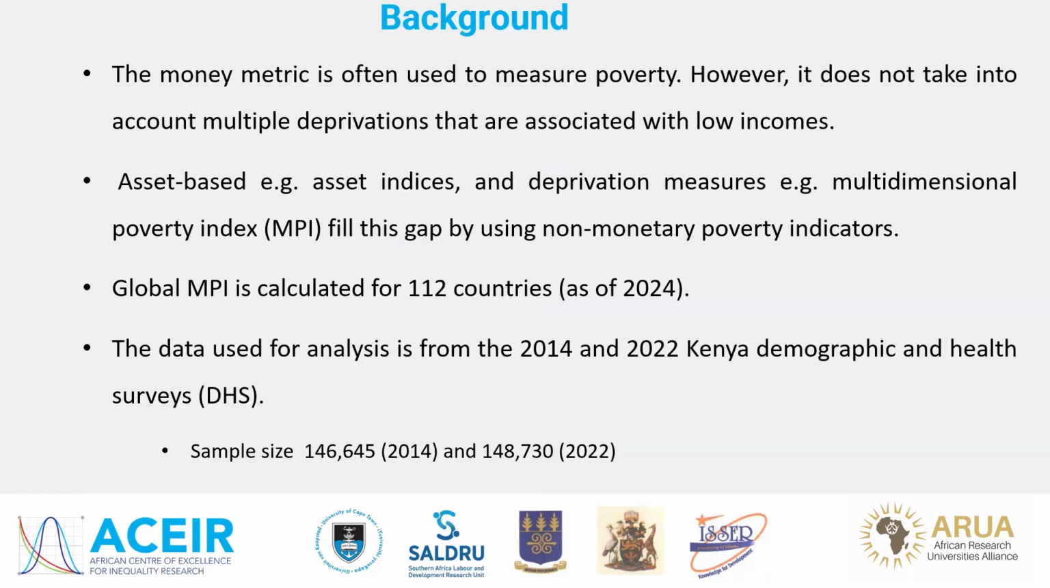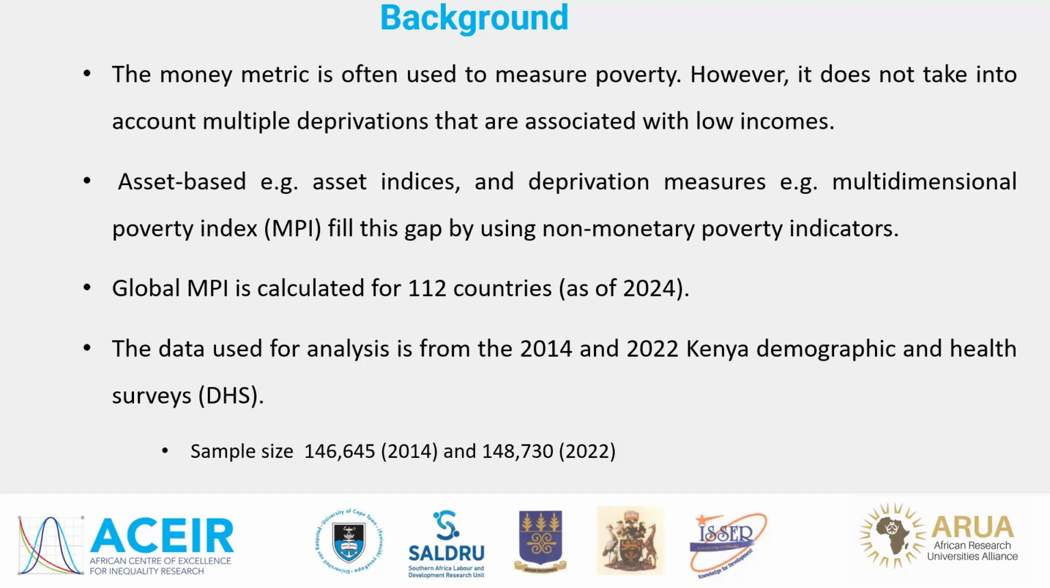So of course, the consumption per adult equivalent is a money metric. What it doesn't tell us is, as a result of this lack of income, what deprivations actually come with that lack of income. So we have asset-based poverty measures, and we have the deprivation-based poverty measures, which fill this gap. So asset-based poverty measures just look at the assets that are owned by an individual household, and then you can calculate the distribution of assets for that.